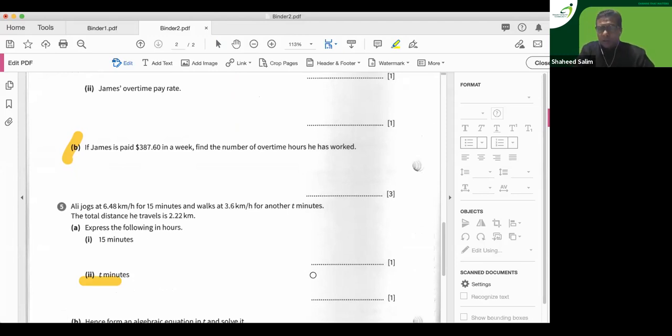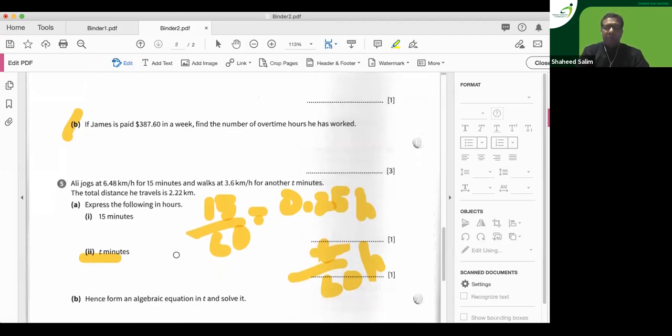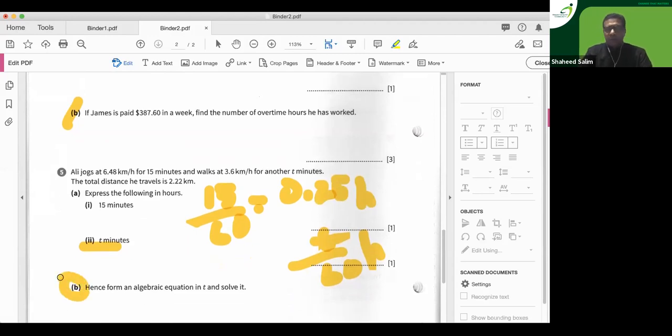So down here, your answer is T over 60. Like that. Hour. You get it? Because that's what you did down here, right? 15 divided by 60. You put 15 over 60. You use a calculator, 15 over 60 is 0.25. 0.25 hours, correct. So the same thing, just T over 60 hour. Okay, so you need to form an algebraic equation.